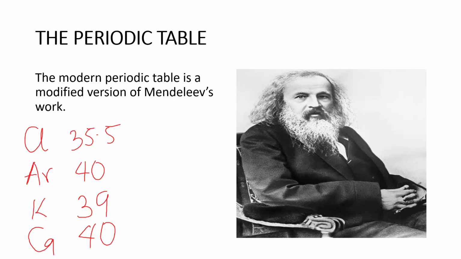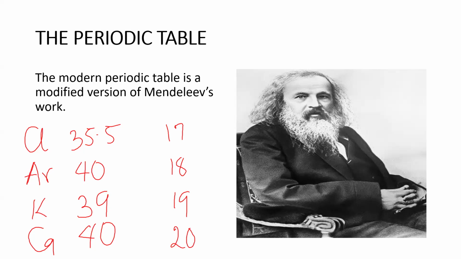But some other people, including Moseley, actually did extra work on the periodic table. And they said, rather than using the atomic mass, let us use the atomic numbers. The atomic number of chlorine is 17. That of argon is 18. That of potassium is 19. And calcium is 20.